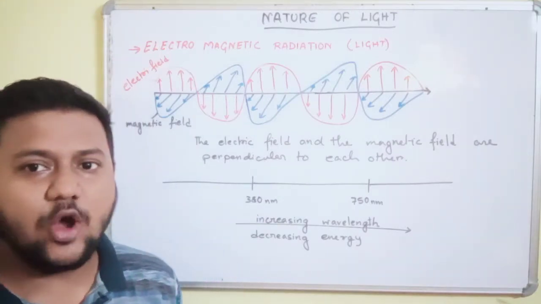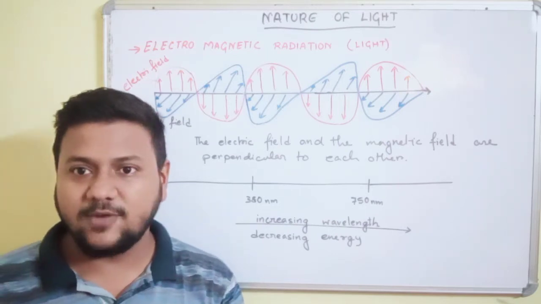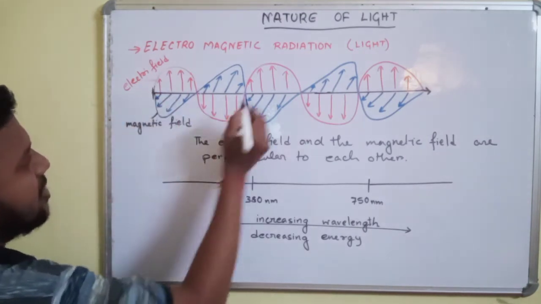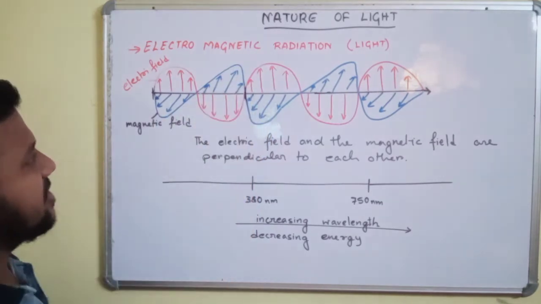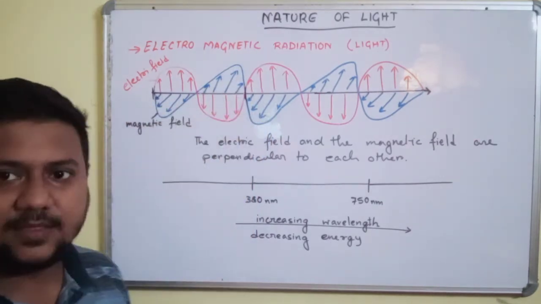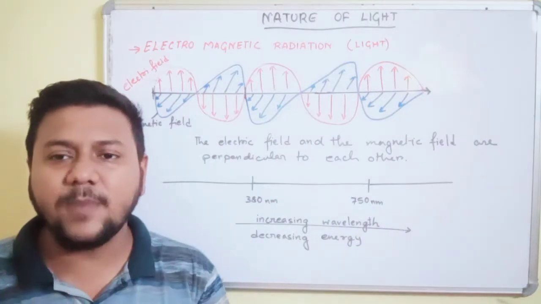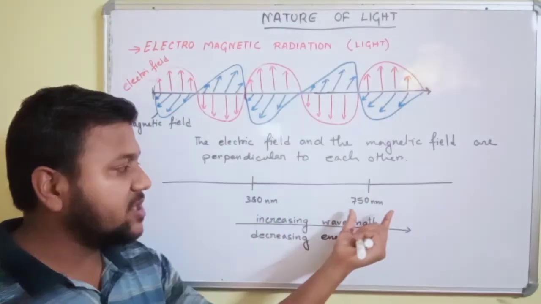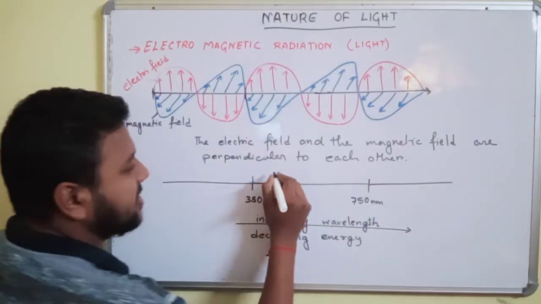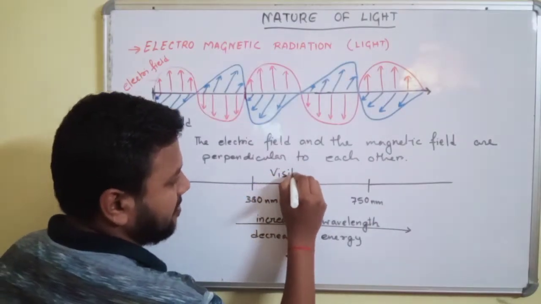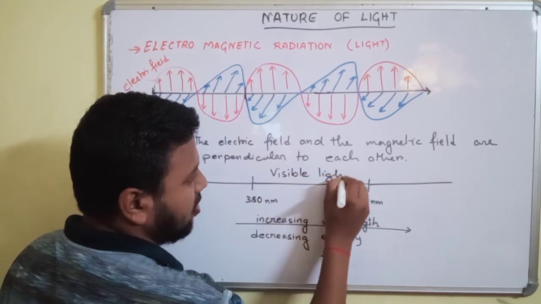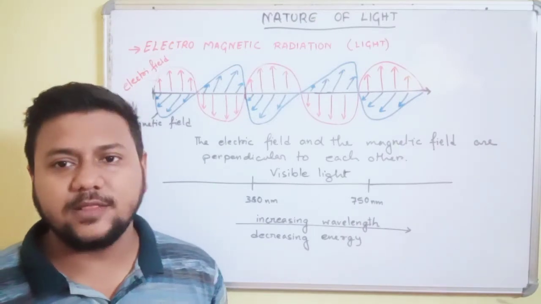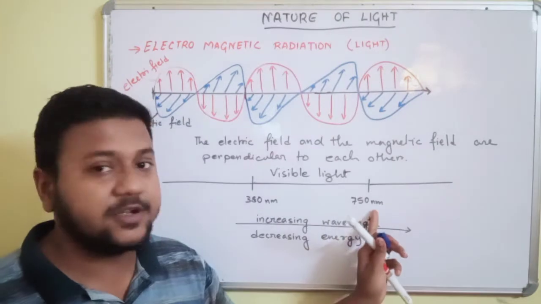Okay, now when we observe wavelength, you have read about wavelength, I think one complete oscillation. So if I think that there is a start of one oscillation, so here we end one oscillation. The length is called the wavelength. So the electromagnetic radiation that has a wavelength from 380 nanometers to 750 nanometers, we call it visible light.